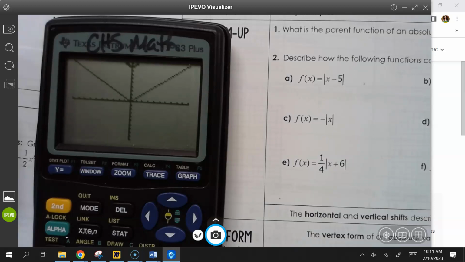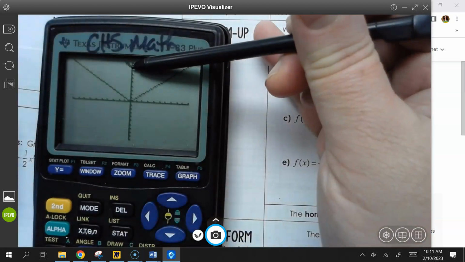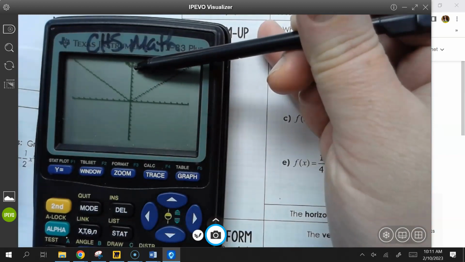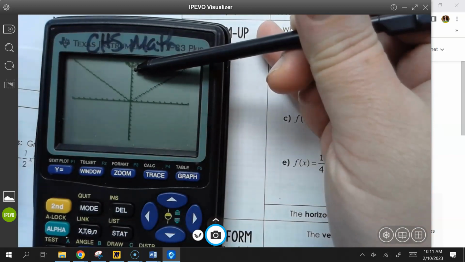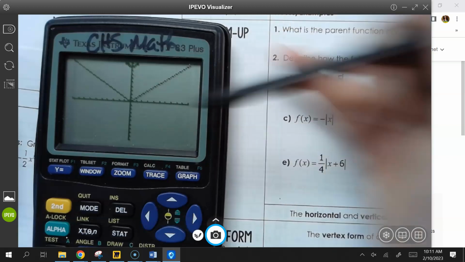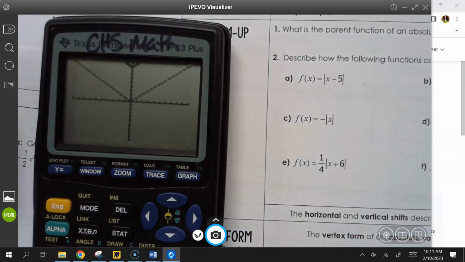I can't see it too much, but I can see it starting here. Where does it look like that vertex is now? At 9.